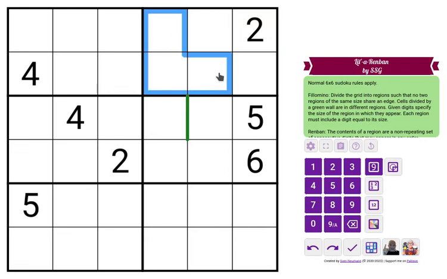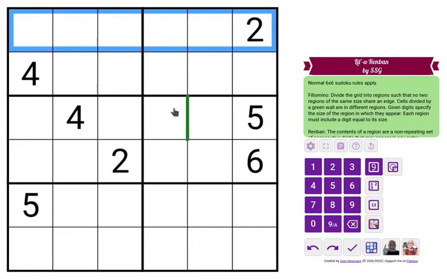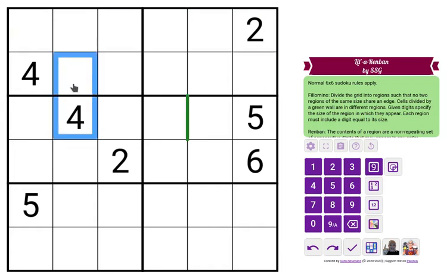4 and 5, for instance. And this is for the Sudoku. These are also Renban. So as a Renban, the region cannot contain repeated digits, and they must contain a set of consecutive digits in any order.